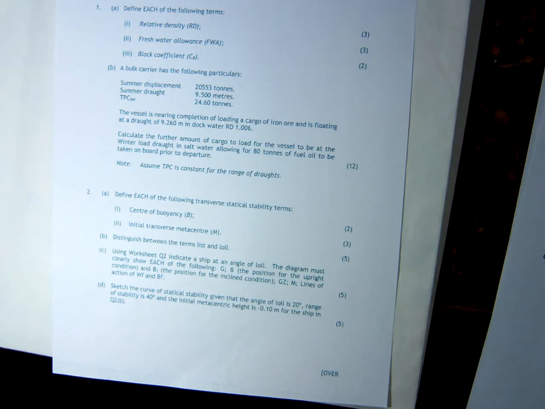Have a look at the first question from the December paper. We had a bulk carrier. We're given our summer displacement, draft and TPC. We're nearing completion of loading and we're given our present draft in the dock water. And we're going to load to our winter draft and we need to allow 80 tonnes fuel oil to be taken on board.